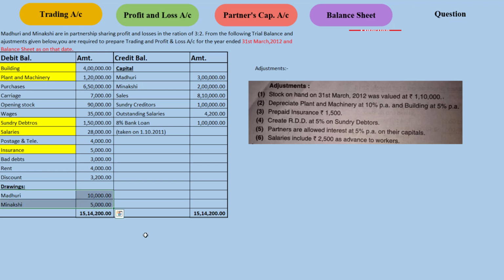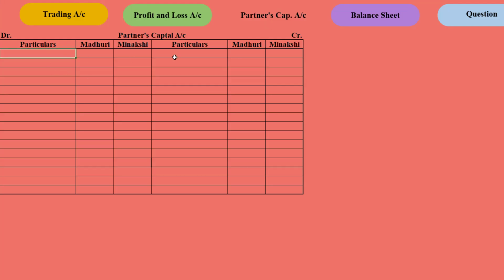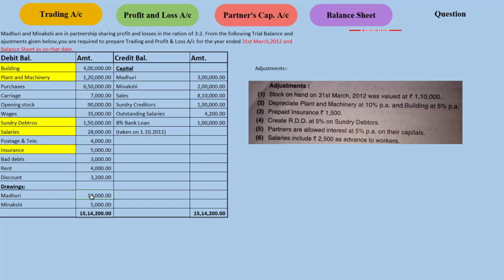Now drawings 10,000, 5,000. It will be recorded in partners capital account. This pink one is partners capital account. So Madhuri 10,000 and Meenakshi 5,000. Debit side. Start with 2 because we are recording on debit side. Drawings 10,000, 5,000. Okay, now debit side item is over.